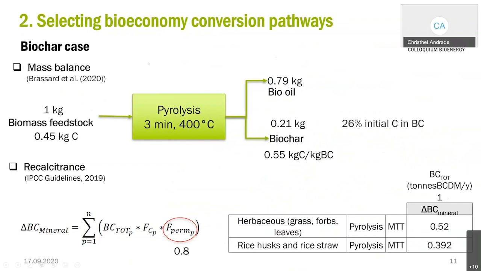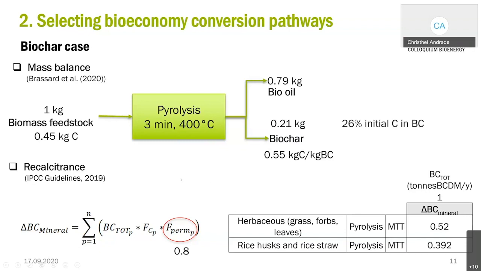Now, regarding the bioeconomy conversion pathways, we have to determine the mass balance. So as an example, I present the biochar case. So based on the data from Razar et al. 2020, for a pyrolysis of 3 minutes at 400 Celsius, we consider a 45% content of carbon in the feedstock, and they determine a conversion rate of 21% into biochar, which contains 55% carbon. So it means that 26% of the carbon in the feedstock is present in the biochar.